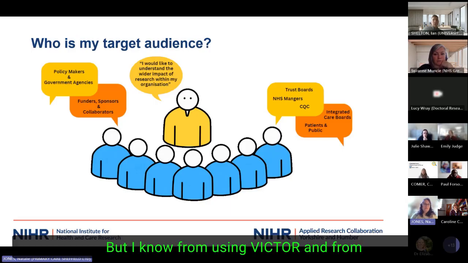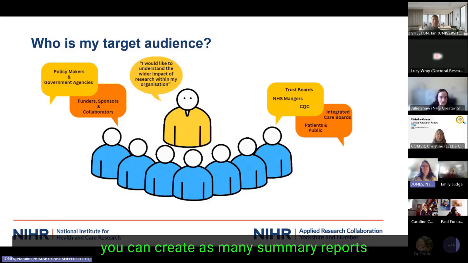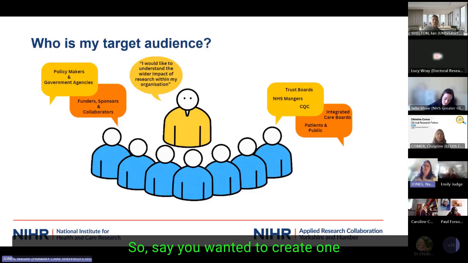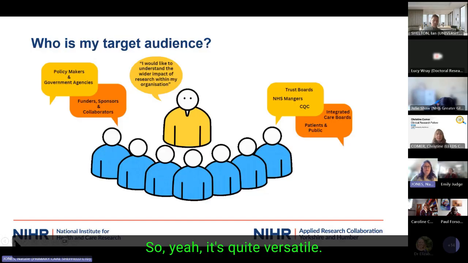But I know from using Victor and from others that actually the summary reports have been used for all different audiences and stakeholders. And the beauty of Victor is that once you have the data in the system, you can create as many summary reports as you like for different audiences. So say you wanted to create one that was specific for patients, families and carers, then you would use the impacts that you would want to specifically speak to that audience about. So yeah, it's quite versatile.